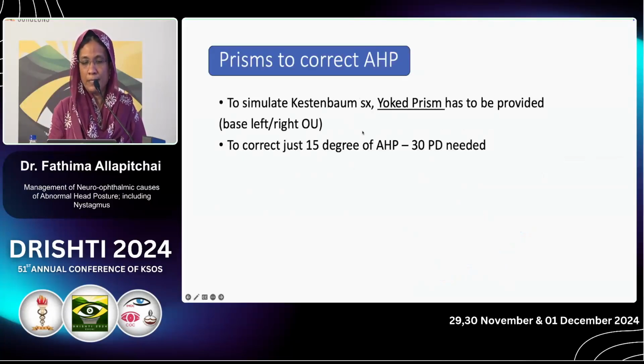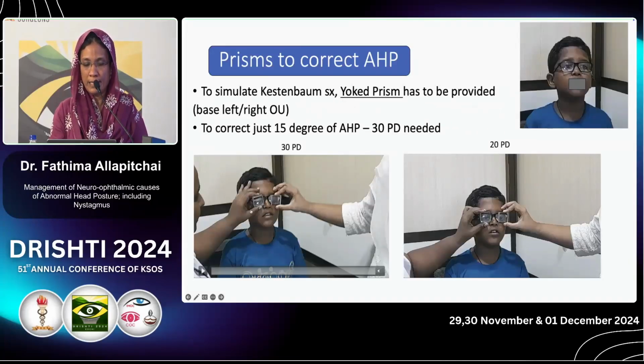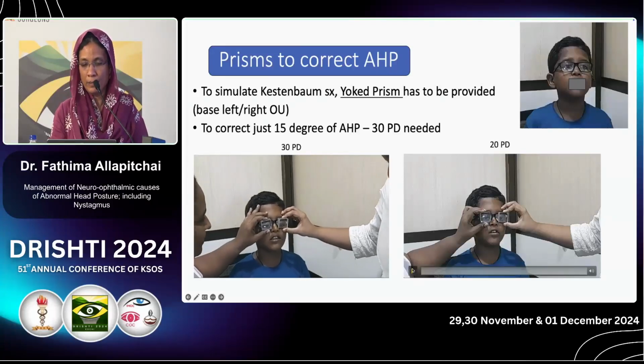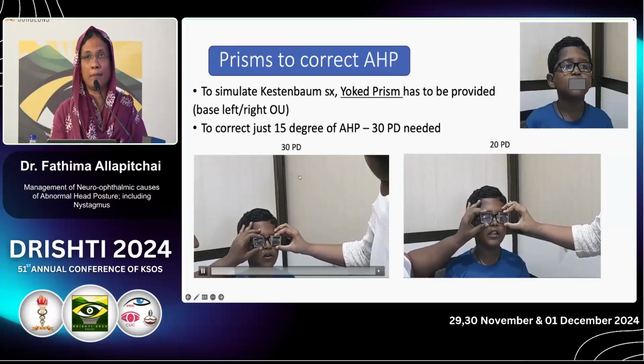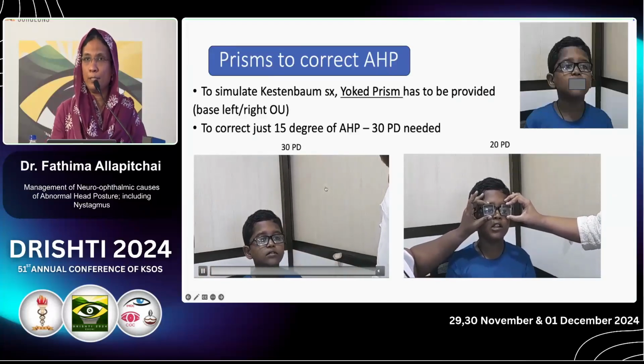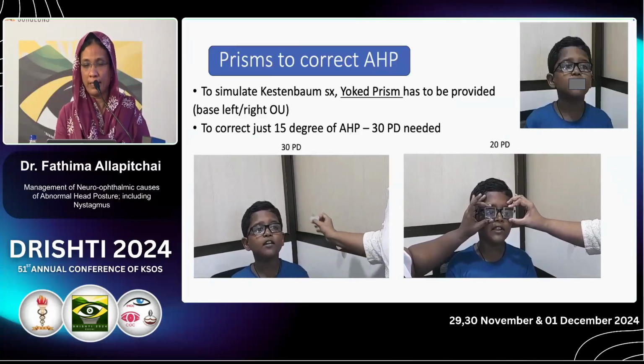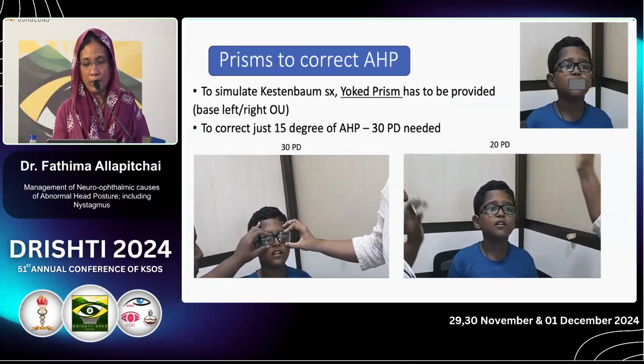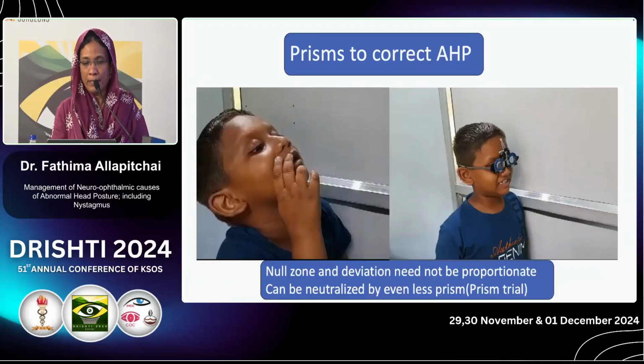If we like to try prisms to simulate Kestenbaum surgery, we have to provide yoked prisms. Yoked prism is like providing base down for this; for chin up, we are giving base up prisms, either 20 prism diopters, for 15 degrees it needs 30 prism diopters. So we have to go for a frontal prism. That may not be suitable in a nystagmus patient, because again the vision will be degraded. So it is just for measuring and confirming the AHP. But considering that, we need not defer prism assessment, prism trial in all patients, because see this, almost near to 90 degrees, some 70-80 degree chin up posture.